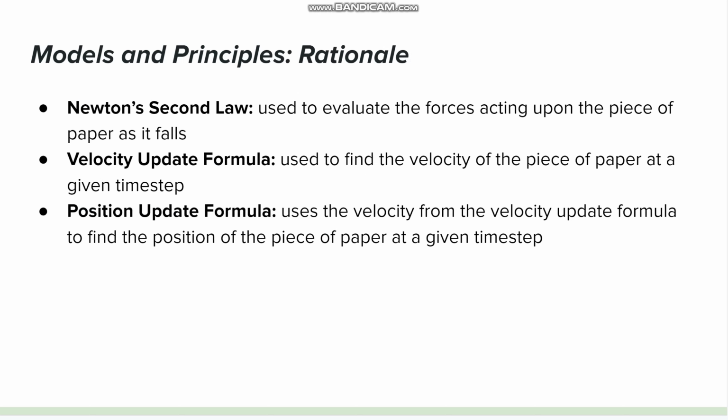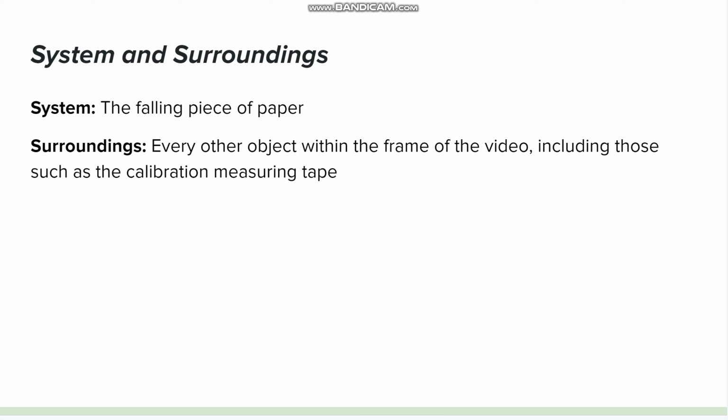Newton's second law is used to evaluate the forces acting upon the piece of paper as it falls, making it applicable to this lab. Additionally, the velocity update formula is also applicable to this lab as it is used to find the velocity of the piece of paper at any given time step. This velocity update formula is then used in the position update formula, which uses the velocity from the velocity update formula to find the position of the piece of paper at any given time step.